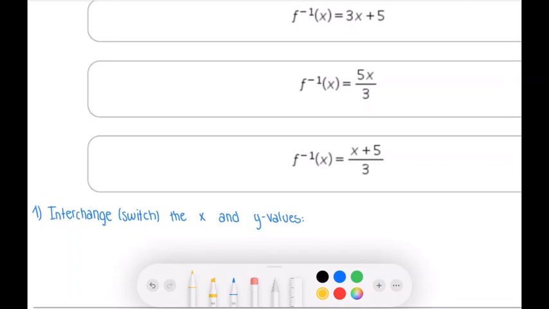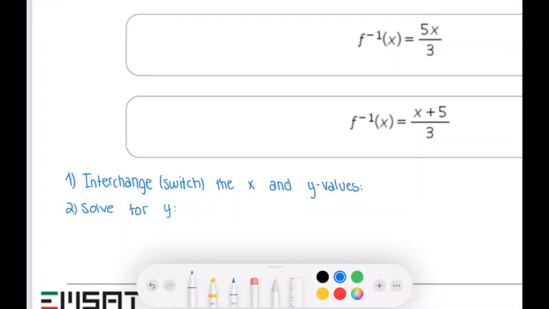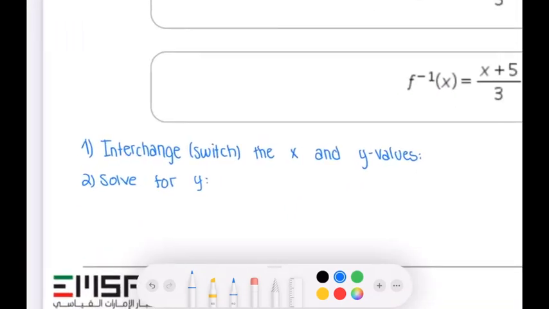Step number 2 is to solve for y. Now let us solve for y. So the new equation would be x equals 3y minus 5. So let's solve for y. x equals 3y minus 5, plus 5 on both sides. x plus 5 equals 3y.